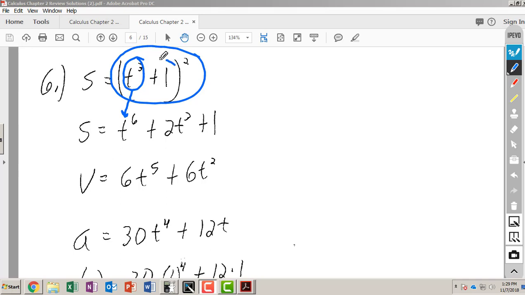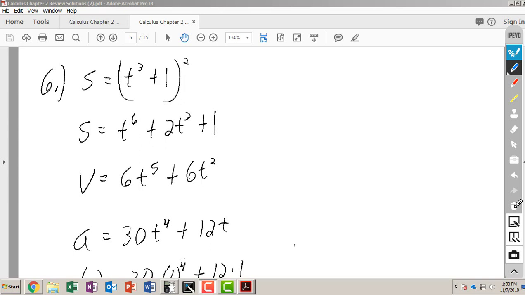Outsides is going to be t cubed times 1. And t cubed times 1 plus t cubed times 1 is going to give me this 2t cubed. And then last is going to be plus 1. So if you need to, you can write that down twice and FOIL it out. Now that I've actually got it written, my position function is now t to the 6th plus 2t cubed plus 1, and I can go ahead and find its derivative.